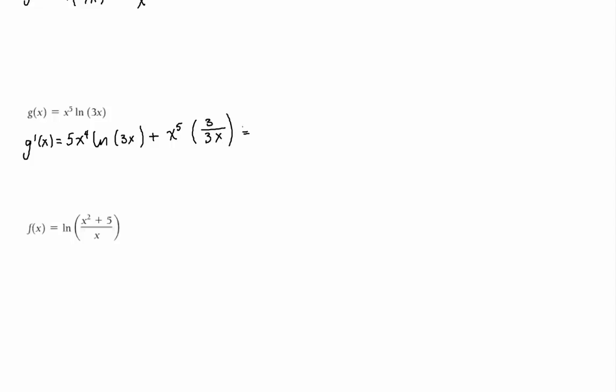So when you simplify things here, you get 5x to the 4th natural log of 3x, and here x cancels x, 3 cancels 3, so plus x to the 4th. And you can see how you can factor x to the 4th, and you get 5 natural log of 3x plus 1. You could still write this as natural log of 3x to the power of 5, but let me leave it like that right now.